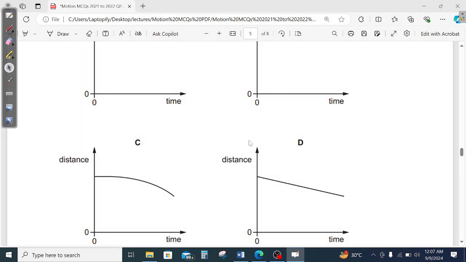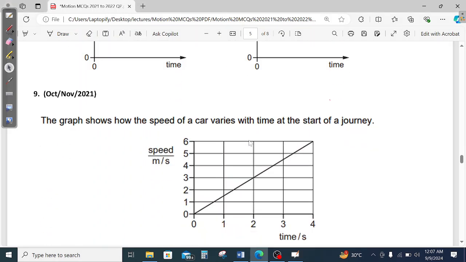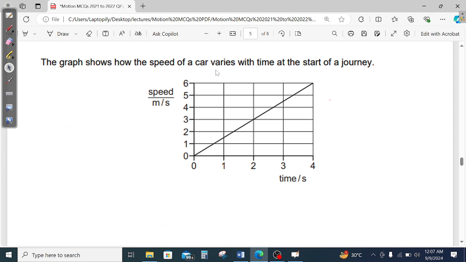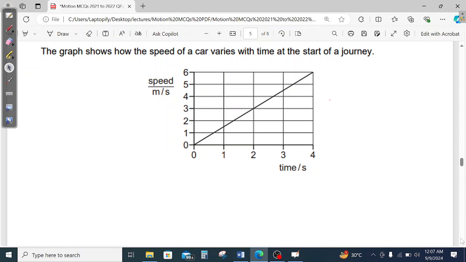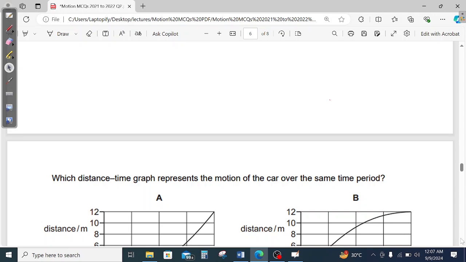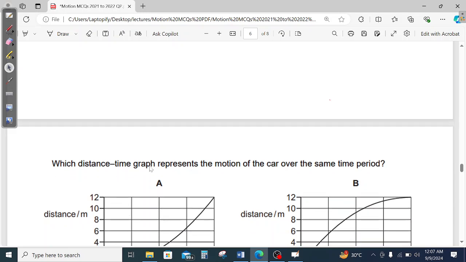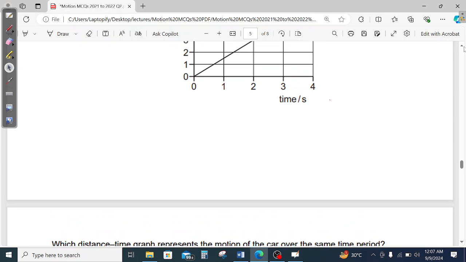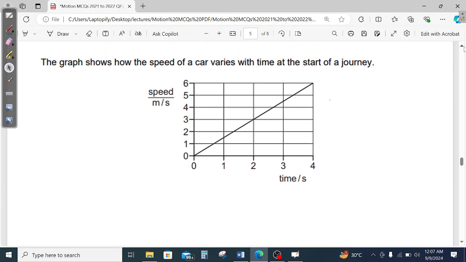Now move towards the ninth question. The graph shows how the speed of a car varies with time from the start of the journey. Which distance time graph represents the motion of the car over the same time period? Okay, in the first lecture I also solved such types of MCQs. Look at this one. This is the speed time graph. You have to convert this information into a distance time graph.